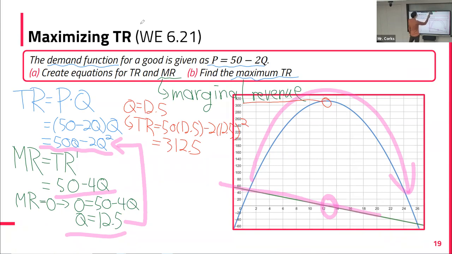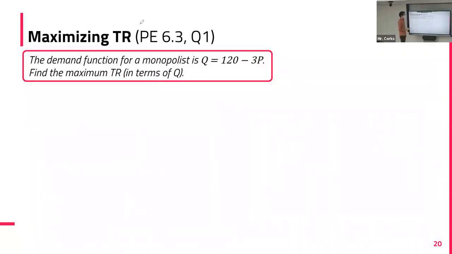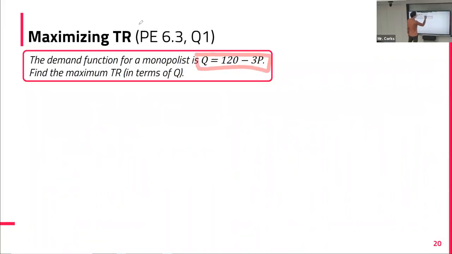All right, let's do another one of these. But just before we go to that, here's our demand function in terms of P. So Q something turns out equals to P, but here's a different one where we have P something equals Q.